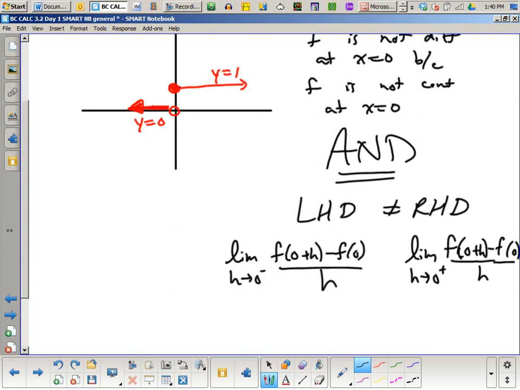Now, if h is a negative number, like in the case of the limit from the left, 0 plus h would mean a negative value. Think about it, if h is negative 0.00000001, this is 0 plus negative 0.00000001. So this is the left piece. For LHD, we're going to use the left piece here. So what is the left piece? Look at the graph. What happens if you plug 0 plus h into this part of the function? What are you going to get for y? 0. Everything's 0 on the left. So this is just 0.